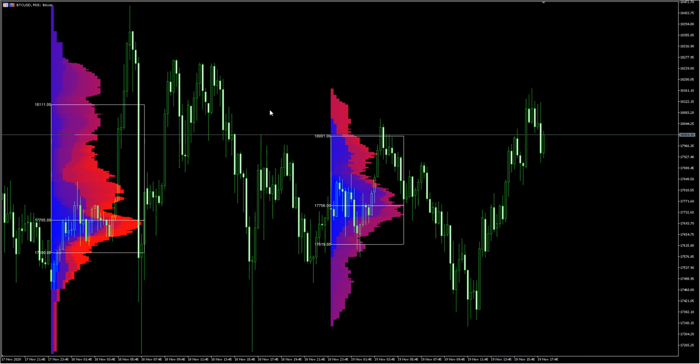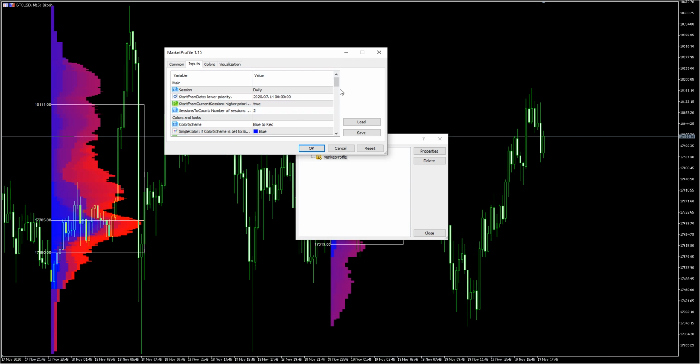If this doesn't help, or if you want to use it on some exotic chart where PointMultiplier of 100 is not enough, you can increase it even more.